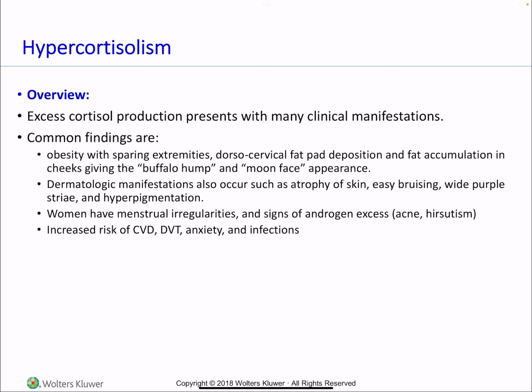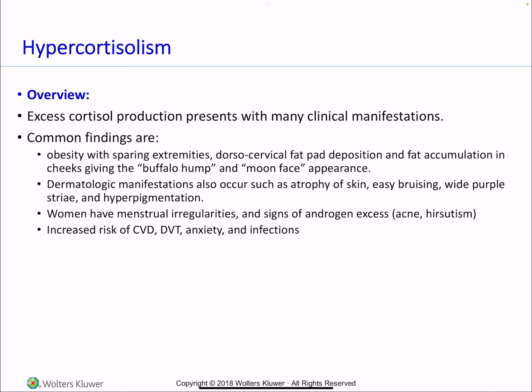Okay, so an overview of hypercortisolism is where there is excess cortisol production, which presents with many different clinical manifestations. Some of the common findings are obesity with sparing extremities, dorsal cervical fat pad deposition, and fat accumulation in the cheeks, giving the buffalo hump appearance or the moon face appearance to the face.